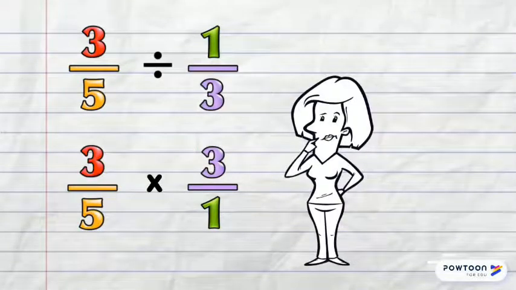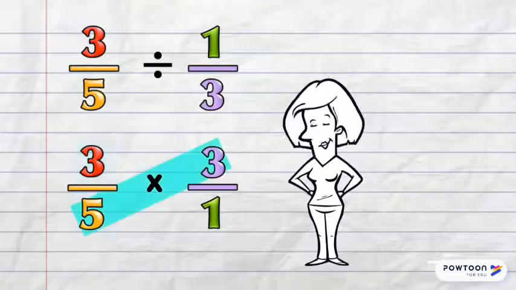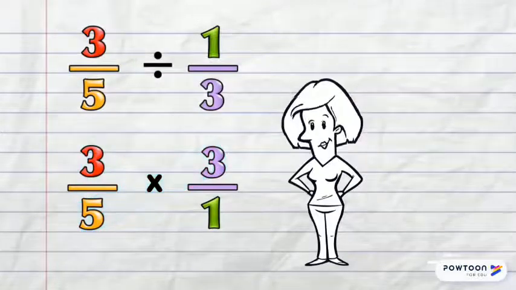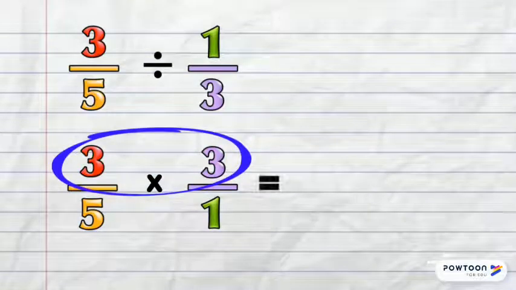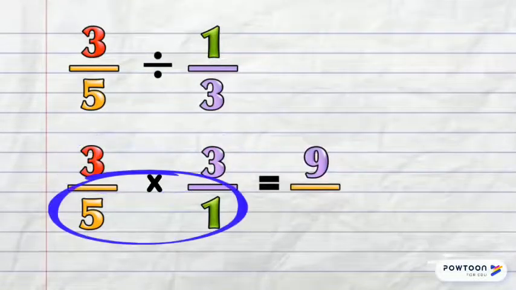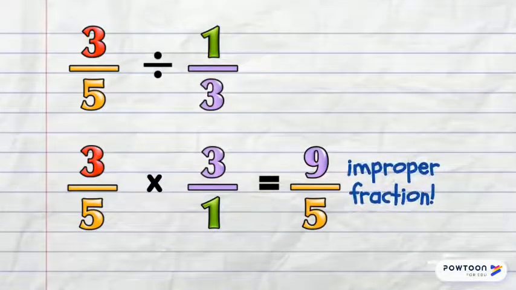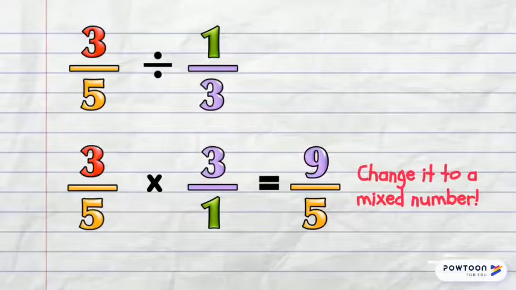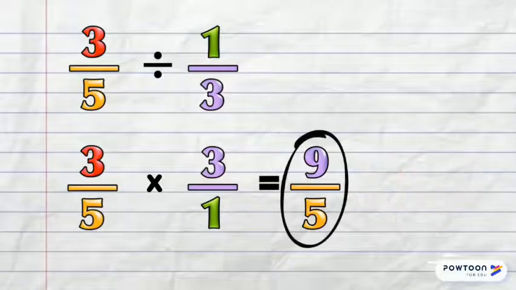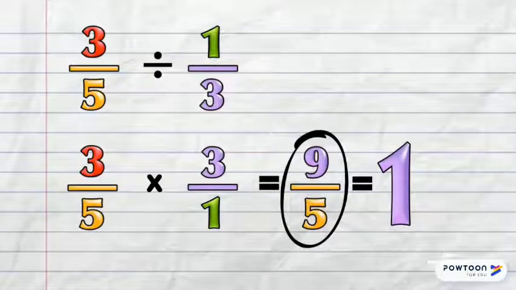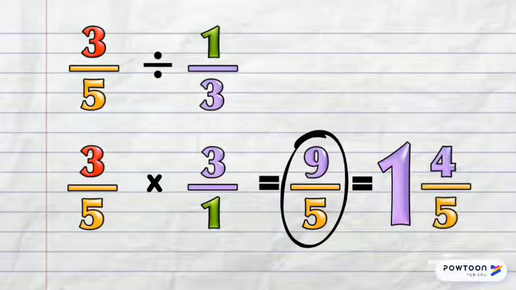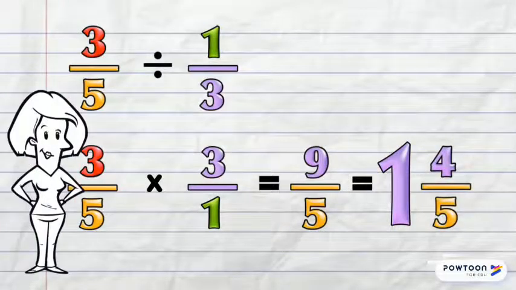Now, it's not possible to reduce this problem, so we're going to go straight to multiplying out. Top times top gives us 9 over bottom times bottom is 5. It's an improper fraction, and as you know, we can't leave it like that. We have to change it to a mixed number. So 5s into 9, that's one whole group of 5 and a remainder of 4. Put that back over the denominator of 5 and we're done. Our answer is 1 4/5.